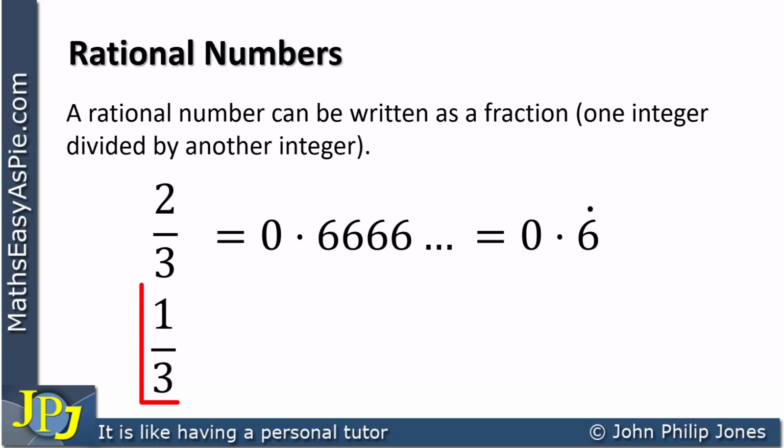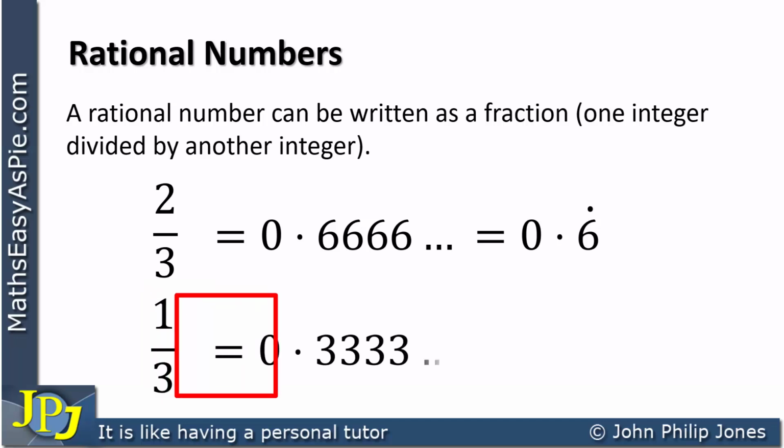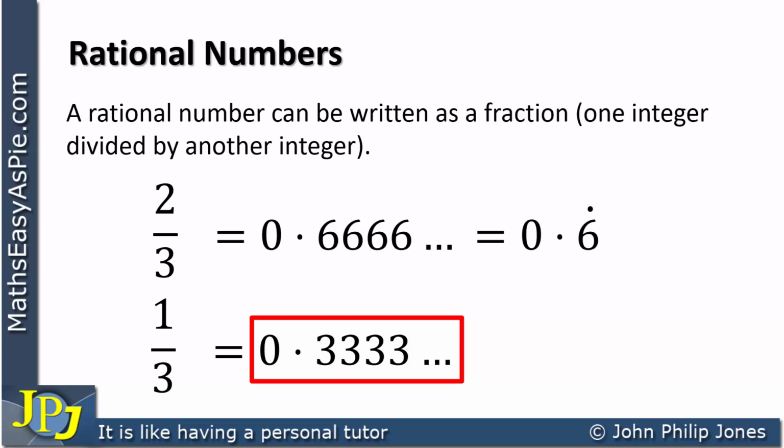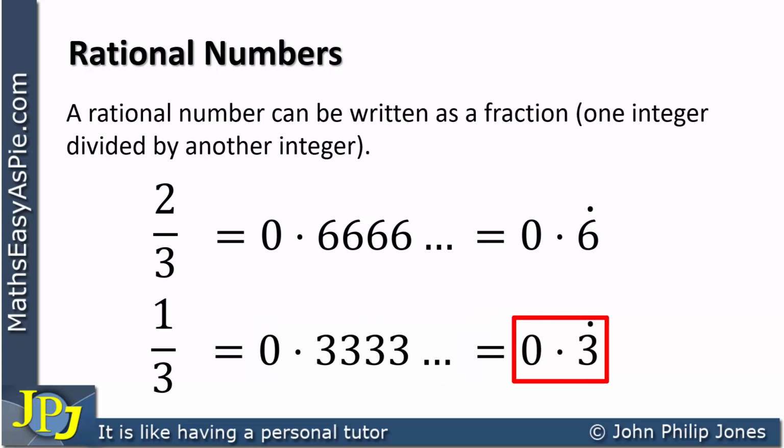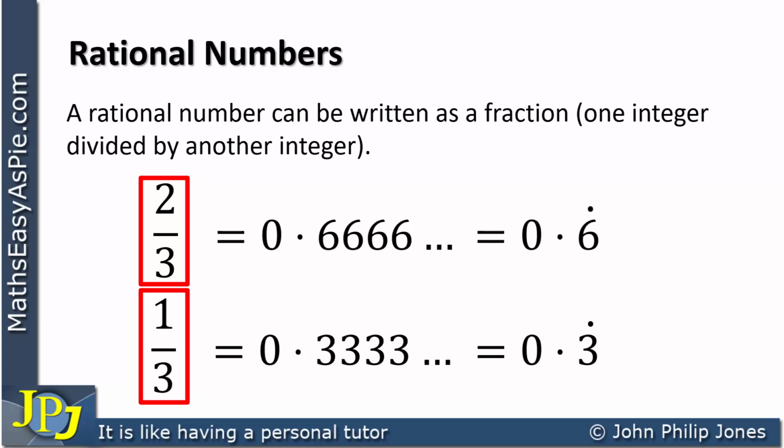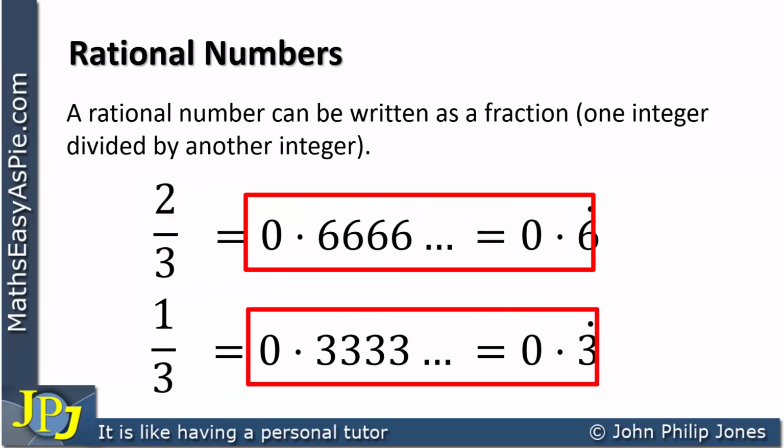What about 1/3? Well, 1/3 is 0.3333, and then you've got the three dots, and we can write that as shown here, 0.3 with a little dot above it, which tells us that it is recurring. Now we can see a rational number can be written as a fraction, one integer divided by another. But we've also now seen that we can write rational numbers in a decimal form.